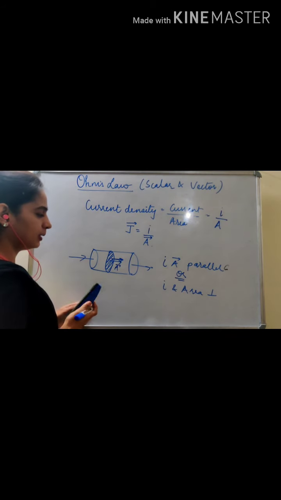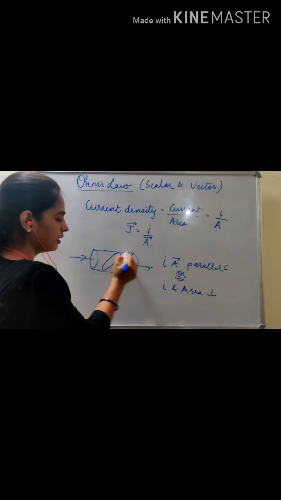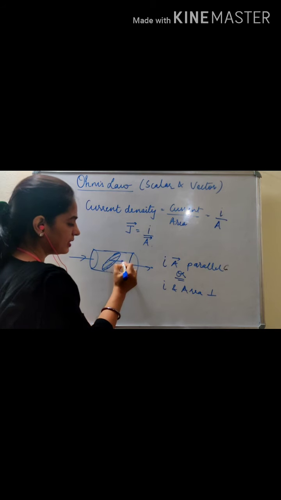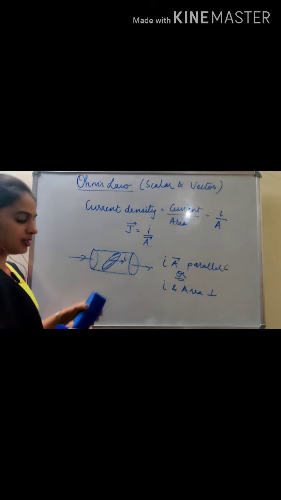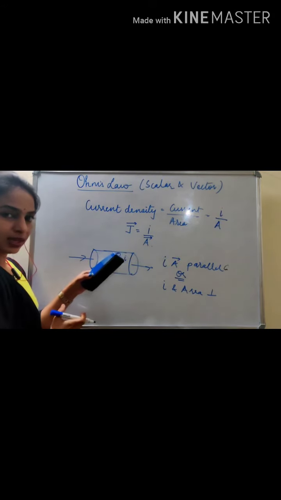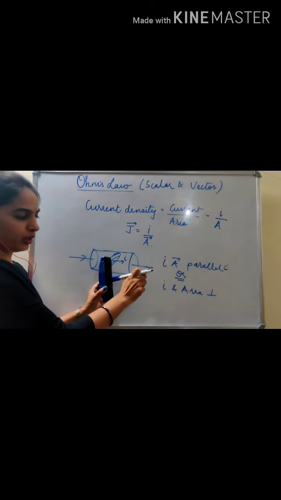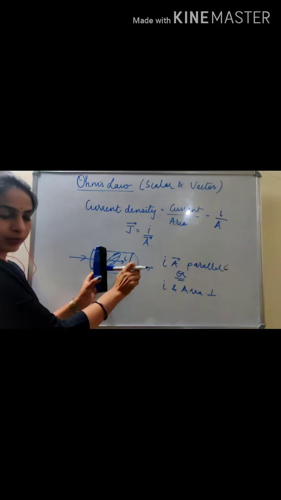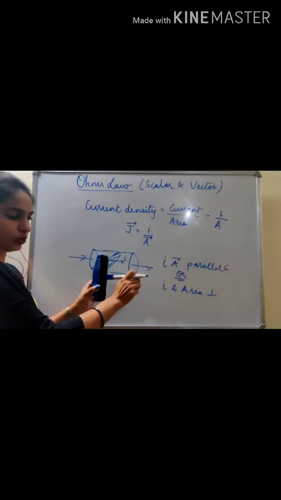What if I consider an area like this? This area is given. Now current is flowing in this direction, I. And what is the perpendicular to this area? Current conductor is like this and area is considered like this. Initially the area was like this and current was flowing like this, so current was perpendicular to the area, or area vector and current were parallel to each other. I hope you are not getting confused.